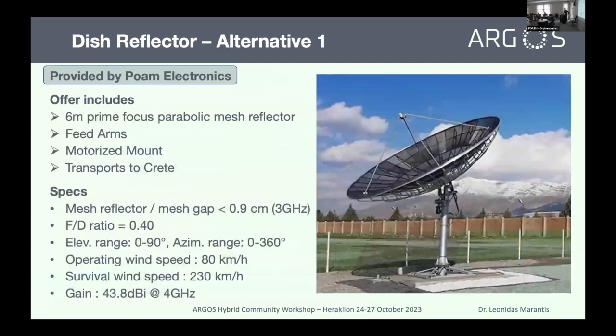So this is the first alternative, the reflector from POM Electronics. 6-meter prime focus parabolic mesh reflectors, of course, with feed arms and motorized mount. Transport to Greece is also in the price, very important for us.